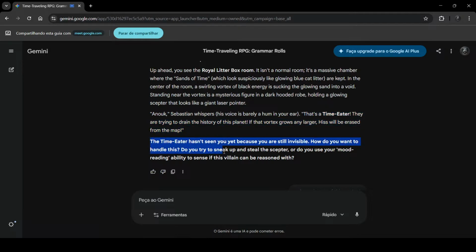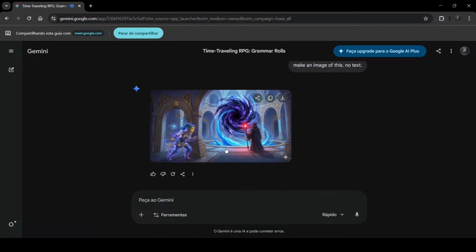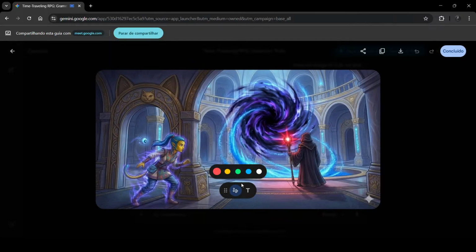Okay, I'll read this part. The time eater hasn't seen you yet because you are still invisible. How do you want to handle this? Do you try to sneak up and steal the scepter, or do you use your mood reading ability to sense if this villain can be reasoned with, or anything else you want to do?